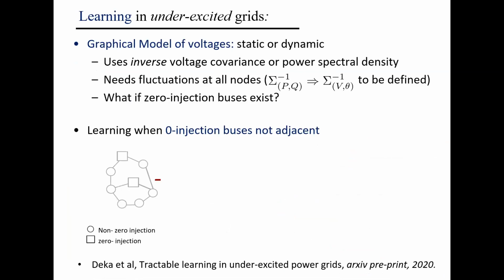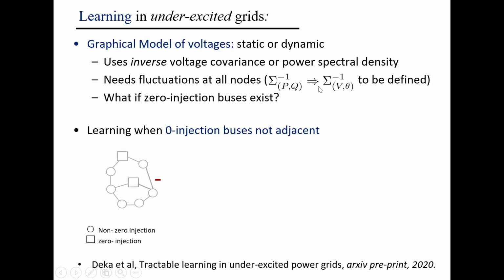Finally, and this is the last algorithm development I'll talk about, we also looked at learning in underexcited grids. And this actually came out of a discussion with Zeal Kolter, who is a professor at Columbia. So you note that when I talked about these graphical models of voltages, both in the static regime or dynamic regime, that is when I looked at inverse voltage covariance or inverse power spectral density, I need to define an inverse, which means the correlation matrix of nodal voltages should be invertible.